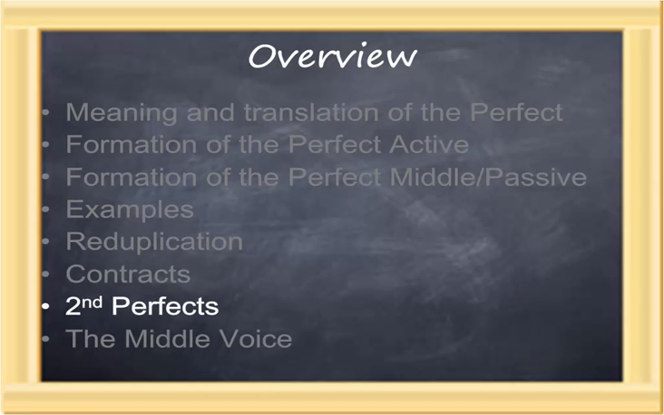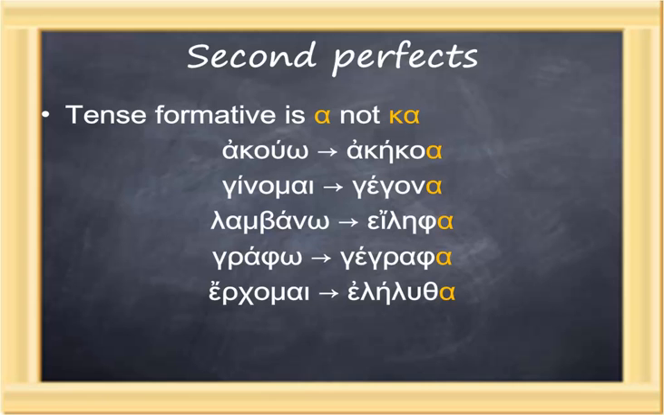Second perfects. The translation example above also provided at least one second perfect. Second perfects form the perfect active with a tense formative that lacks the kappa. It's just an alpha. So the perfect of akouo is akekoa. The perfect of ginomai is gegona. The perfect of lambano is eilepha. Notice, in all cases, alpha only, no kappa.